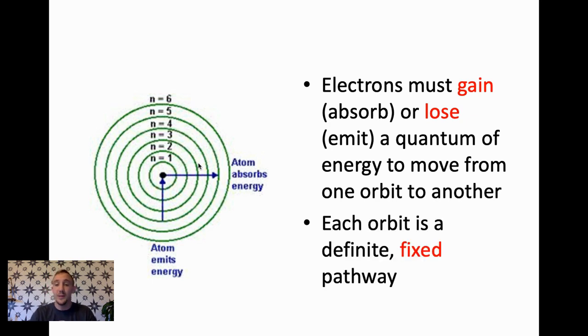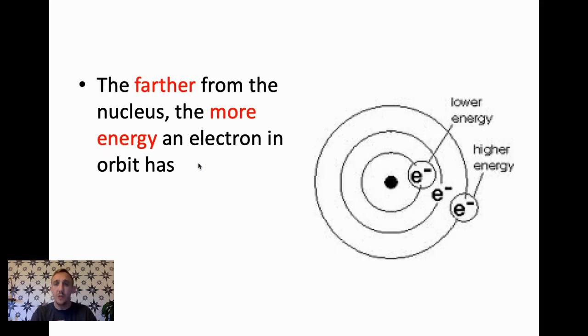Each orbit is definite and it's a fixed pathway. The further from the nucleus, the more energy an electron has. If you were to compare these 3 electrons right here, the electron on the outside has a higher energy because it's further from the nucleus.